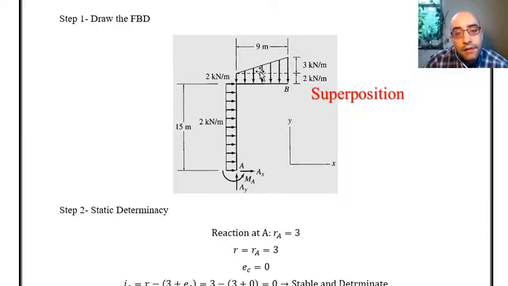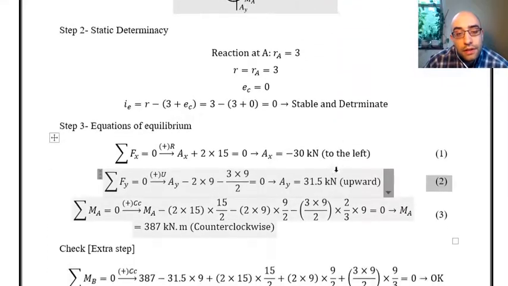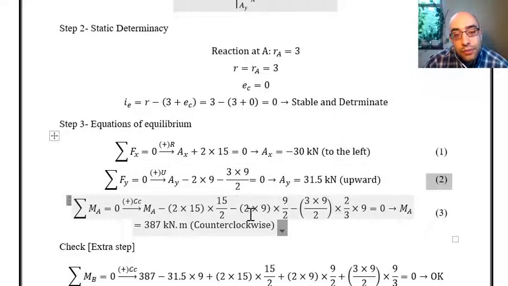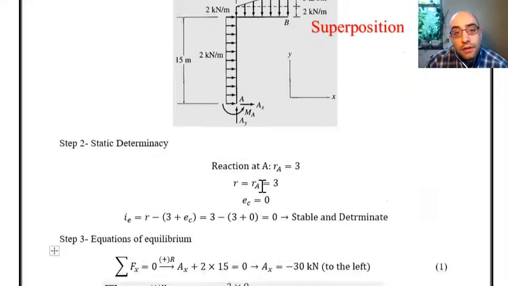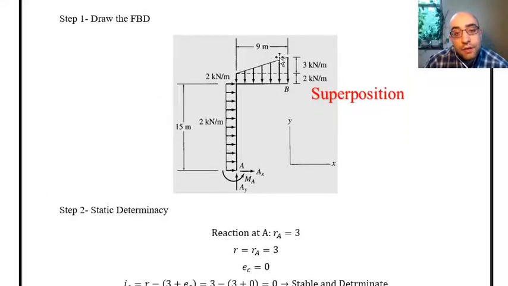So I have one load over here because of the rectangular load and one load over here because of the triangular load. Those are calculated over here. 2 multiplied by 9 multiplied by 9 over 2 is because of the rectangular shape. And 3 multiplied by 9 divided by 2 is the load because of the triangular shape. And 2/3 of 9 is the distance from centroid of the triangle to point A over here.